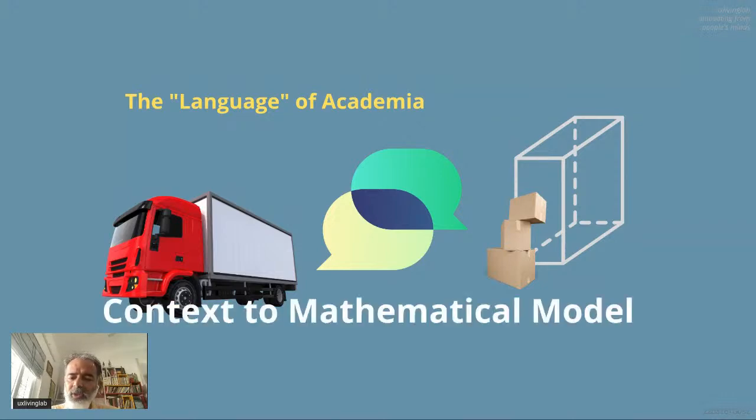So what you have to do is convert the context to a mathematical model. This is called translation of business language to academia. The context is that you have to maximize your profits by loading the maximum products in a container. You have to convert that into a mathematical model: there is a box with fixed dimensions, and there are small boxes with different dimensions. How do you inscribe them with less wastage? So they can understand this problem. So, context to mathematical model.